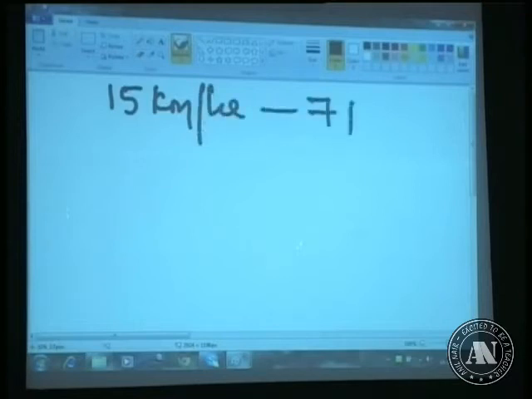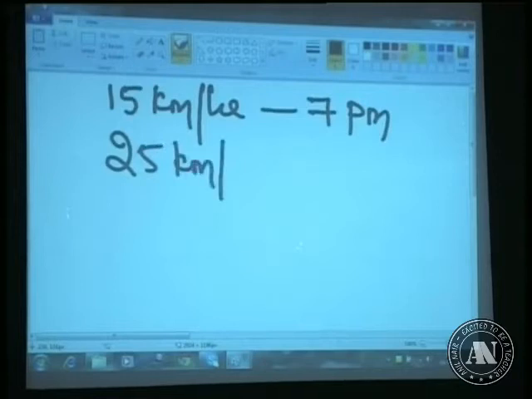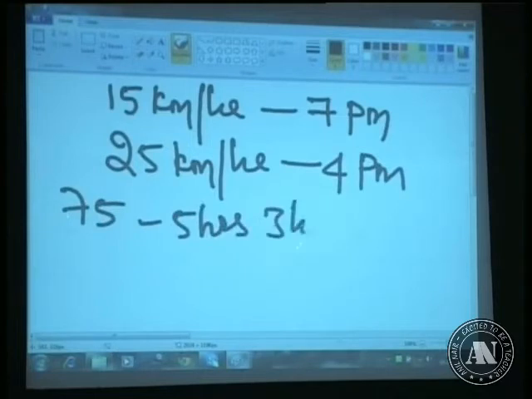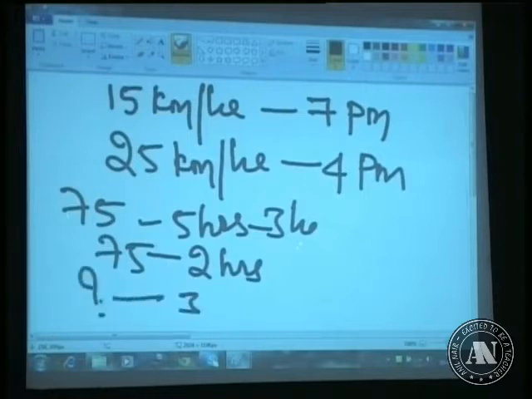This is 7 p.m. Just look at the screen. 25 kilometers per hour, 4 p.m. What is the first step? Please respond. 75. First day, 5 hours. Second day, 3 hours. Difference is 2 hours. 2 hours, it is 75. 4 p.m., 7 p.m., 3 hours, how much? Right? You will get the answer. Right, 3 by 2 into 75, 225 by 2, 112.5.